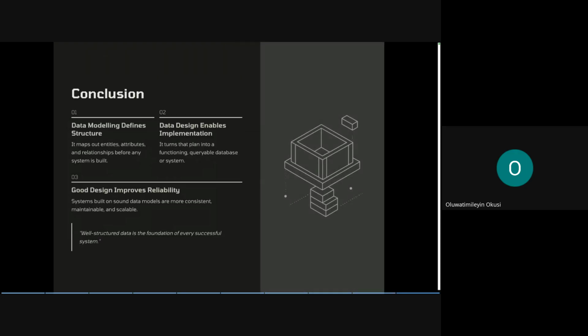So the conclusion is pretty much that data modeling helps us define structure. It maps out entities, attributes, and relationships before any system is built. The second is data design enables implementation. It turns that plan into a functioning, queryable database or system. And the third is good design improves reliability. Systems built on sound data models are more consistent, maintainable, and scalable. So well-structured data is the foundation of every successful system.